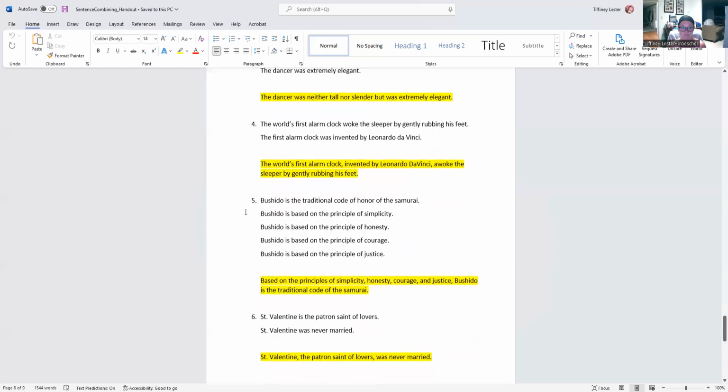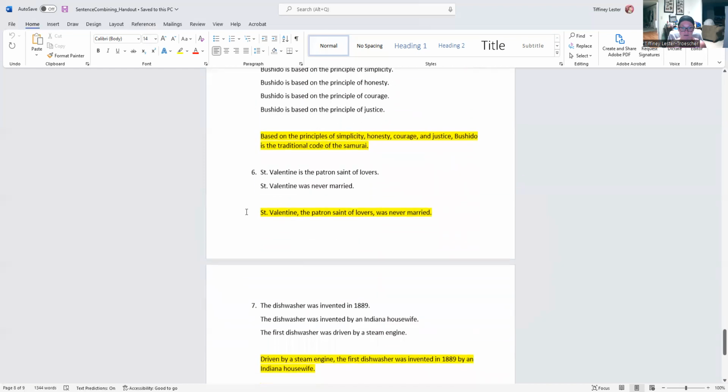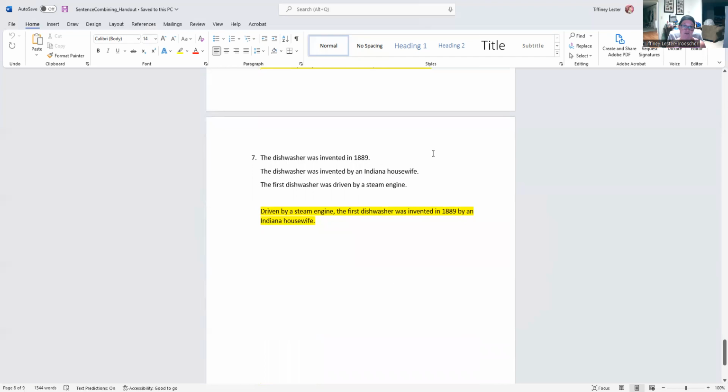All right, what about the last one? The dishwasher was invented in 1889. The dishwasher was invented by an Indiana housewife. The first dishwasher was driven by a steam engine.